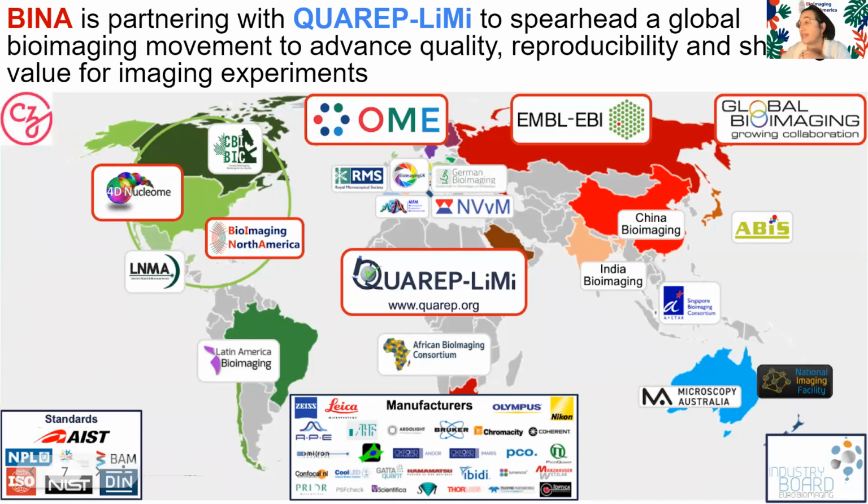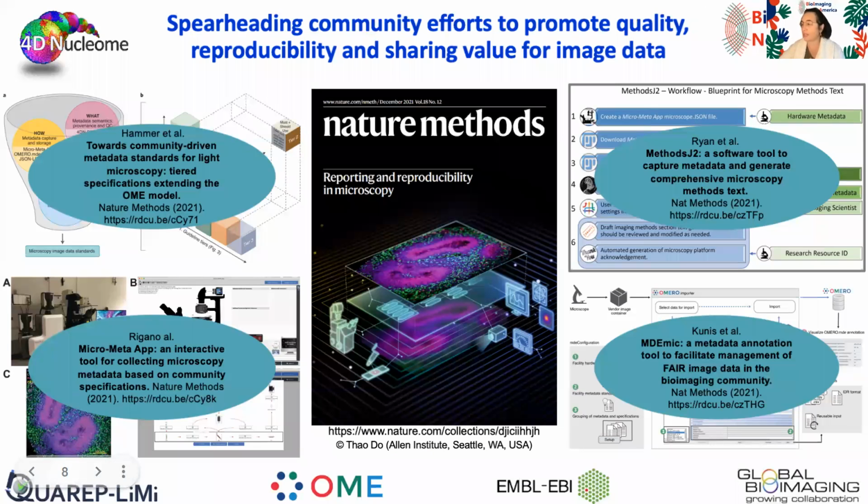And really, I want to emphasize again, this is a global network of initiatives. Some of them have been around for a long time, like the Open Microscopy Environment, and other ones, like the African BioImaging Consortium, are newcomers, but there are new ones coming pretty much every month, and we are all working together. QUAREP-LiMi and BINA are really working together with a lot of other organizations to achieve the goal of improving all of these aspects: the quality control, reproducibility, and the ability to share.